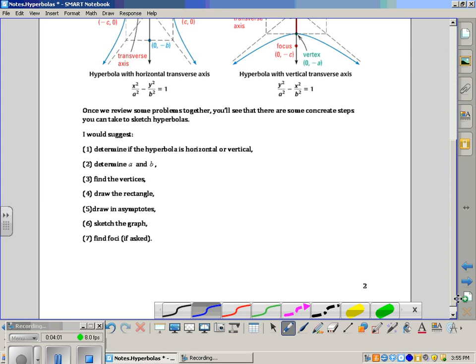this is how I would suggest to graph a hyperbola. Determine if the hyperbola is horizontal or vertical. I sort of already explained that briefly. And then determine the a and the b values. Find the vertices, because that's probably something that's good to know how to do. Draw in this rectangle, which you'll see what I'm talking about in a second. Then draw in the asymptotes. That's really easy. That's just putting in that dot, dot, dot, dot, dot, asymptotes. And then sketch the graph. And then if asked, find the foci.